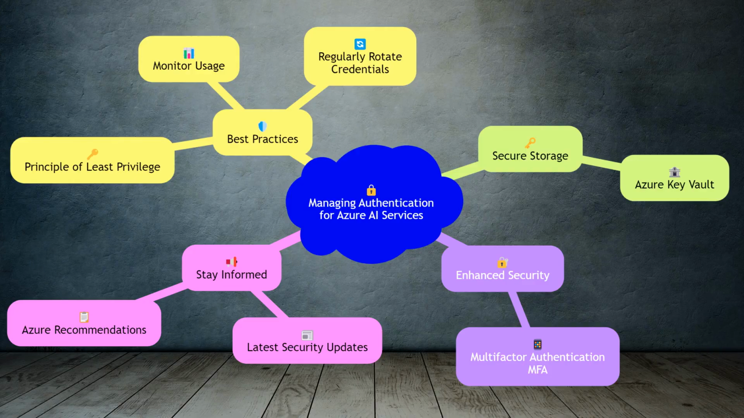When managing authentication for Azure AI services, follow best practices to ensure security and efficiency. Use the principle of least privilege, granting only the necessary permissions to users and applications. Regularly rotate credentials and monitor their usage. Store sensitive information, such as API keys and tokens, securely using services like Azure Key Vault. Implement multi-factor authentication, MFA, for added security. Additionally, stay informed about the latest security updates and recommendations from Azure to keep your authentication mechanisms robust.